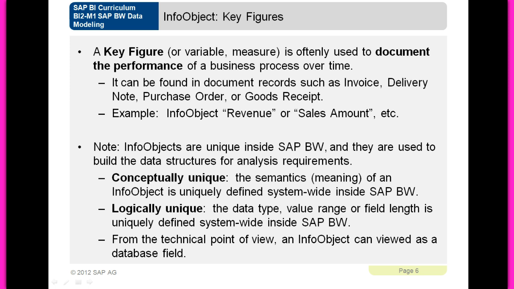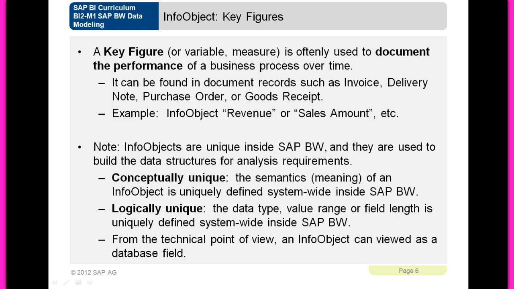What is a key figure? Key figures are similar to the contents of the fact table. In dimensional modeling, you have done dimension and fact tables. Fact tables are basically key figures. It is used to document the performance of a business process. For example, key figures would be revenue, sales, quantity, discount, cost of goods manufactured, etc. Anything quantitative is a key figure. It is a measure which will document the performance of the business.